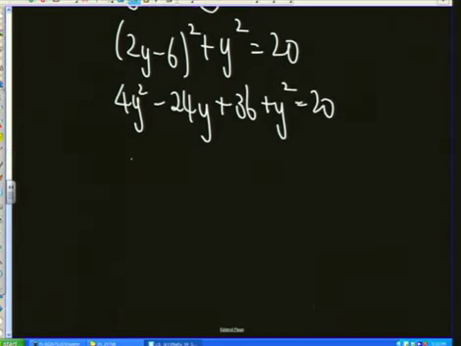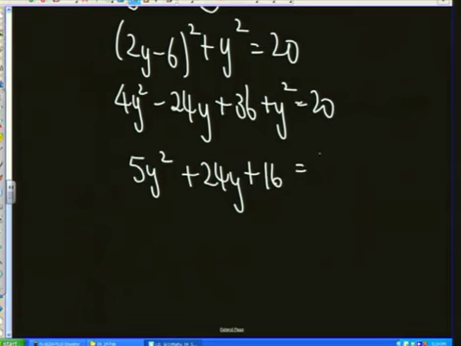So we've got 5y squared plus 24y. 36 minus 20 is plus 16, is equal to 0. Okay, so what are my factors? I'm assuming this factorizes. 5 and 1, and 16 is an 8 and a 2.